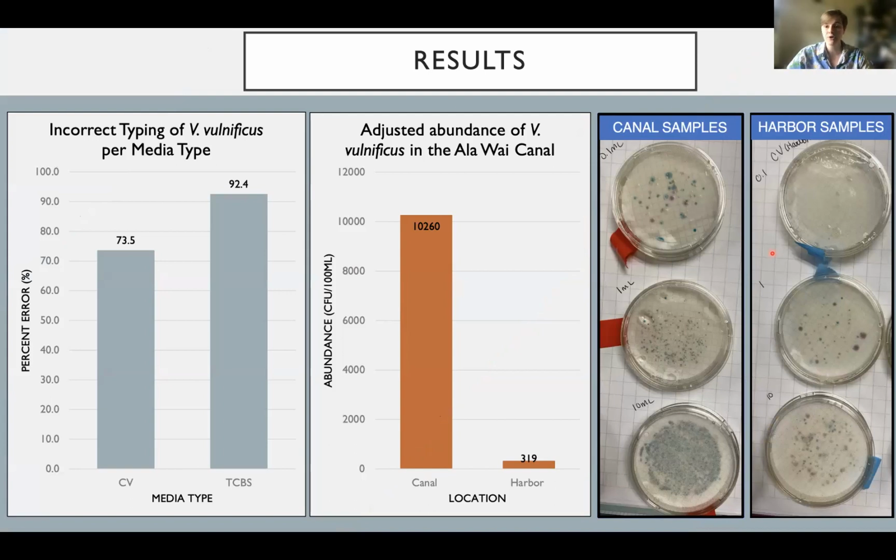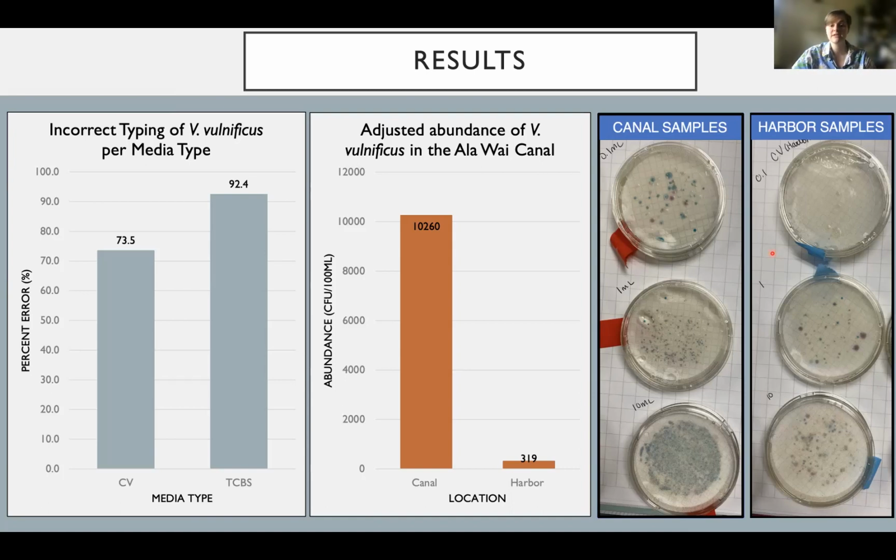And so if we had pulled a green colony from our filter plate on TCBS, we only got a Vibrio vulnificus color matching in the 2-plate method less than 8% of the time, compared to about 25 to 28% of the time when using chrome vibrio or chrome agar.